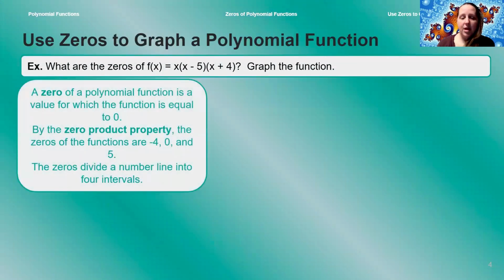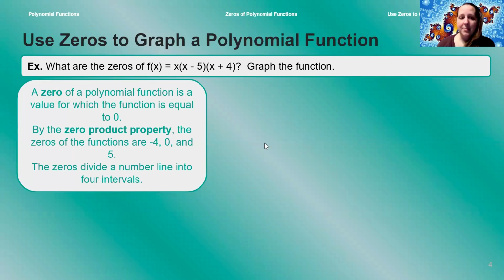What are the zeros of f of x equals x times x minus 5 times x plus 4? Graph the function. A zero of a polynomial function is a value for which the function is equal to 0. By the zero product property, the zeros of the function are -4, 0, and 5. And we achieved those by setting each of these terms equal to 0 and solving them. So x equals 0, x minus 5 equals 0 gave us the positive 5, and x plus 4 equals 0 gave us x equals -4.